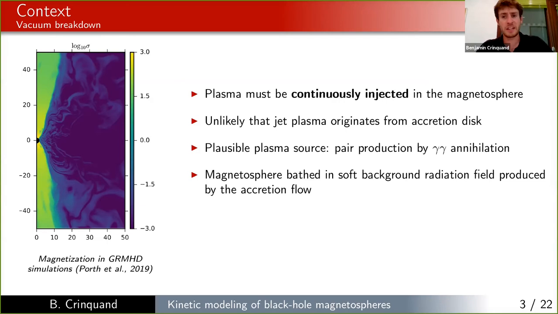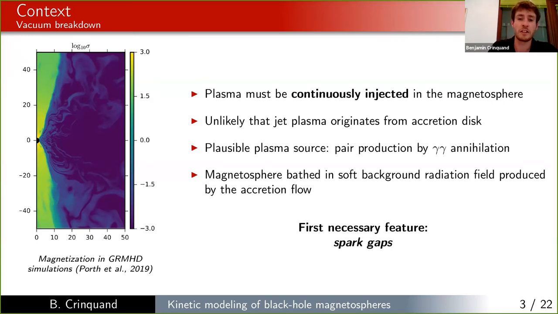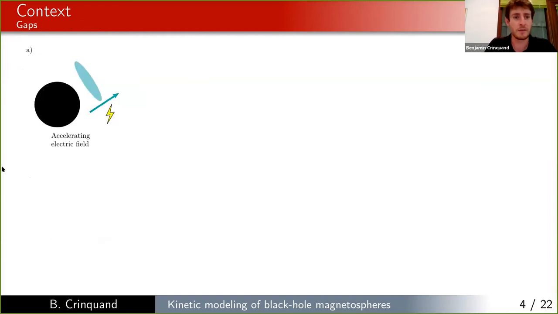So instead, you need another mechanism, and one plausible plasma source that could do the job is pair production by photon-photon annihilation. The black hole magnetosphere environment is ripe for this kind of process, because the whole magnetosphere is bathed in a soft background radiation field, which is emitted by the hot accretion flow. So one of the main components of the magnetosphere that we need to simulate in order to have realistic plasma injection is spark gaps in the magnetosphere. Let me explain this in more detail.